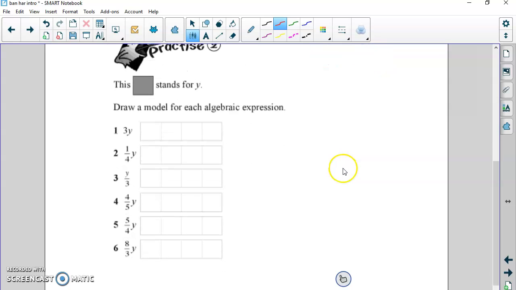We're going to jump down for drawing our models, and I'm going to help you with number 3 first. It says y over 3. So I want you to write down y over 3, and how many y's is y? Well, that's 1 y. So now let's write it as 1y over 3. We can then break that out as 1/3 of y times 3, okay? So that's just a different way of writing 1/3 y, okay?